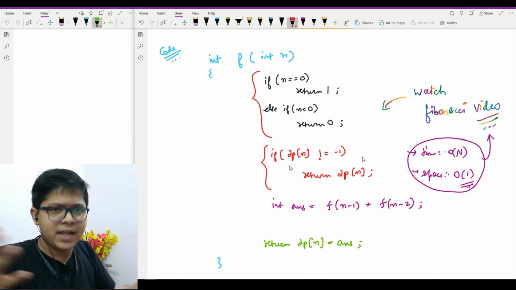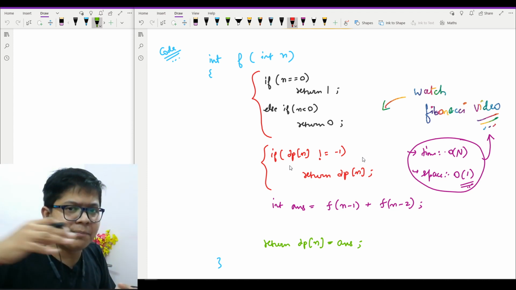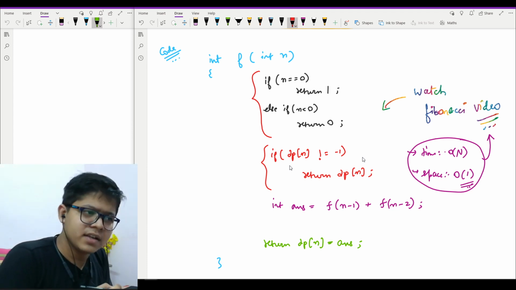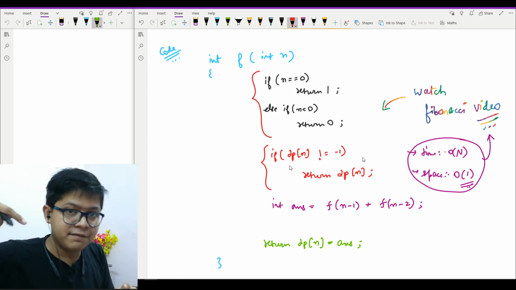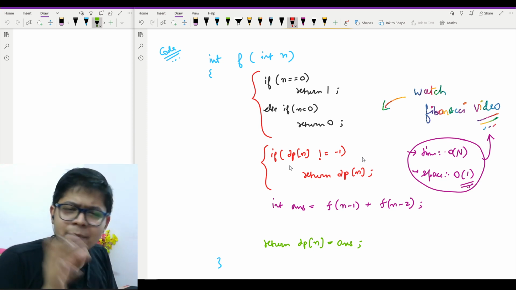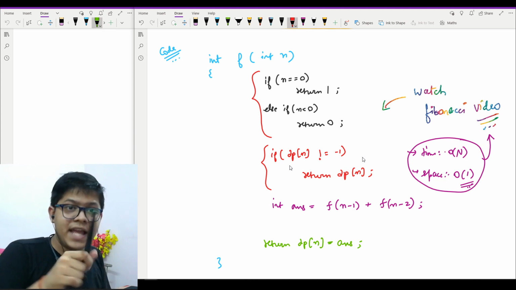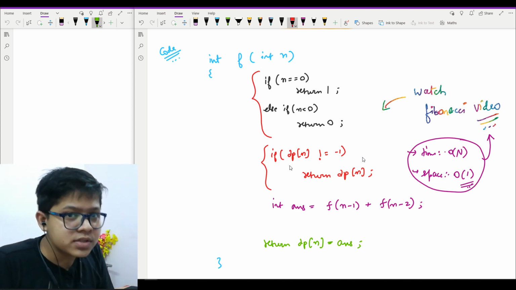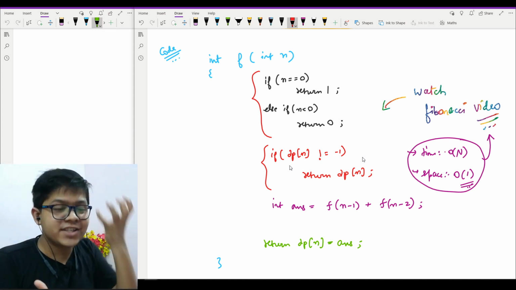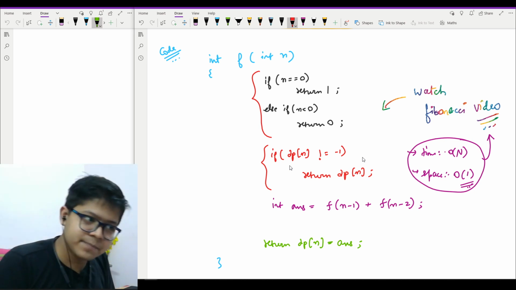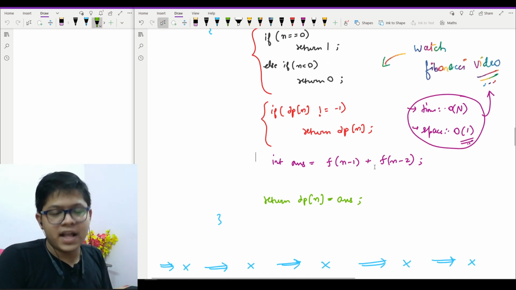Although I've not made the DP array here, you can make one of fixed size, or you can say n plus 1 or n plus 2 size, and initialize it with -1 in the main function. Then I will have my answer as f of n minus 1 and f of n minus 2, and I will add those to get my total number of ways to reach the nth step, right? And I will return my DP of answer.